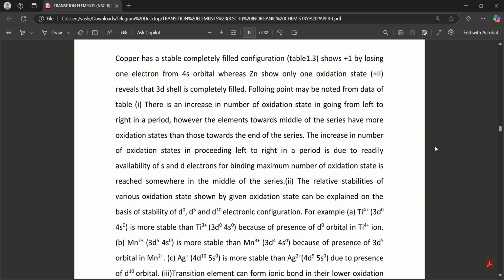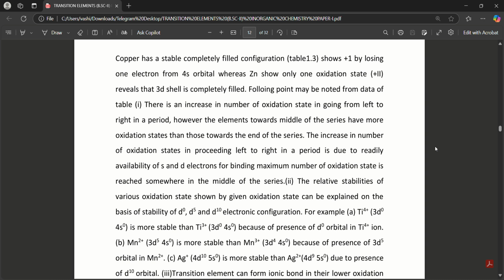Copper has a stable, completely filled configuration. It shows +1 by losing one electron from the 4s orbital, whereas Zn shows only one oxidation state, +2, as its 3d shell is completely filled. The following points may be noted from the data.